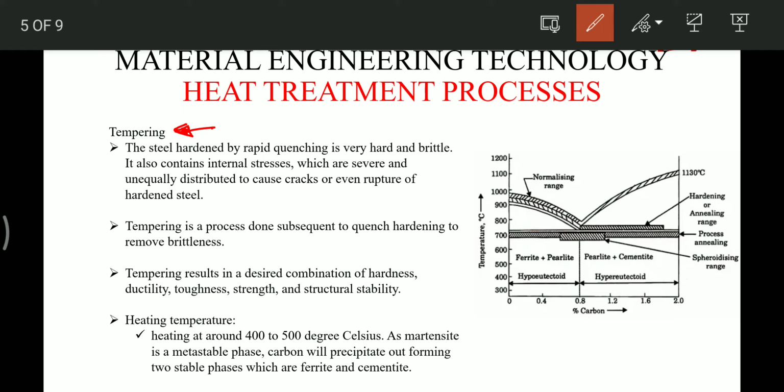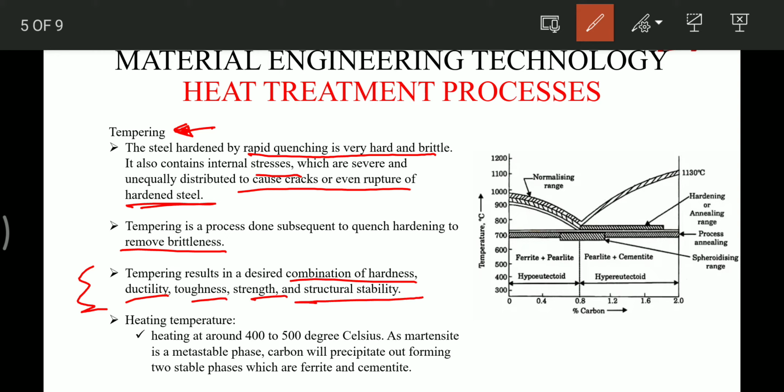As you can see, steel hardened by rapid quenching is very hard and very brittle. It contains internal stresses, as I have already told you, and these internal stresses can cause cracks and even rupture of the hardened steel. So tempering is done to remove this brittleness and these internal stresses. The product of tempering will be a desired combination of hardness, ductility, toughness, strength, and structural stability. This is what we are going to get after tempering.